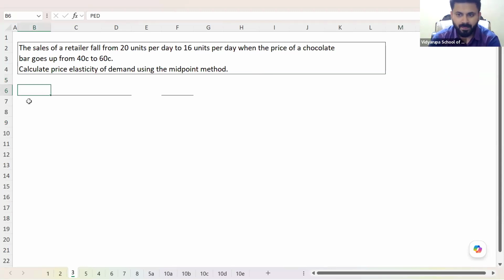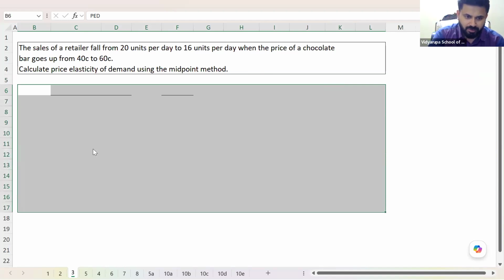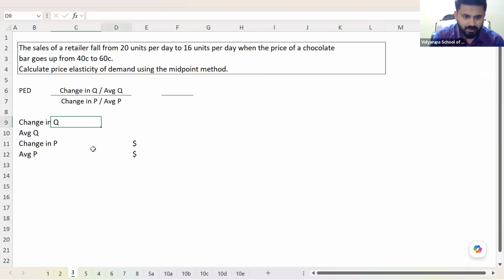Let's discuss one by one. This time, they want you to use the midpoint method. So we need two figures. First, the change in quantity. What is the formula? Change in quantity divided by average quantity. What is the change in quantity? 20 units minus 16 units. The change in quantity is 4 units. 4 chocolates will come down.